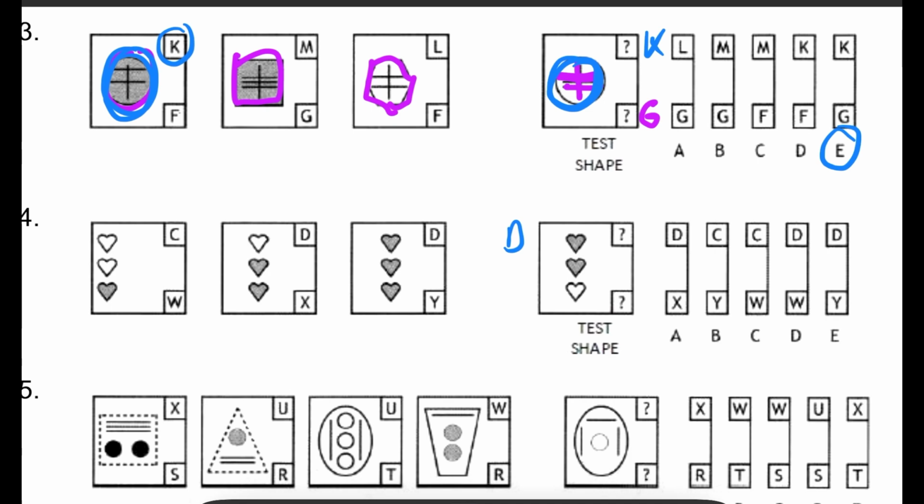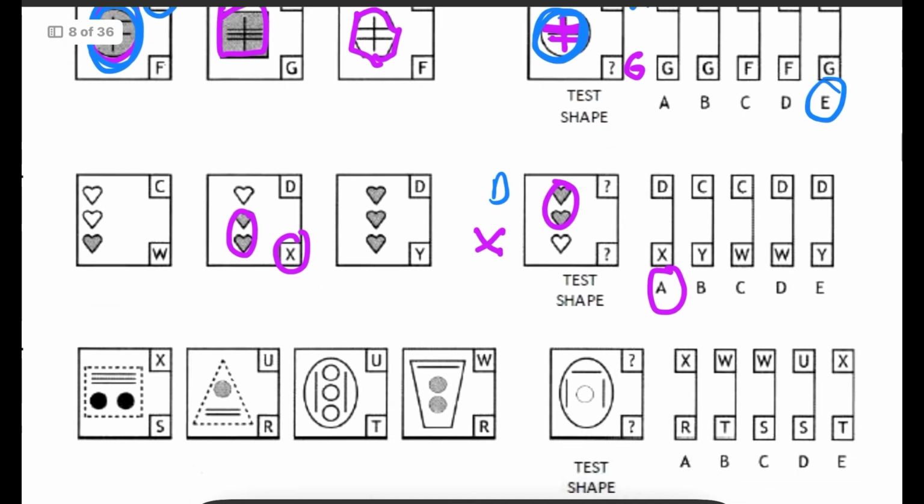Then they've all got three different second letters, and that's because they've got a different number of grey hearts. So in this one we've got two grey hearts, same as this one, that has an X as the second letter. DX, the answer is A.